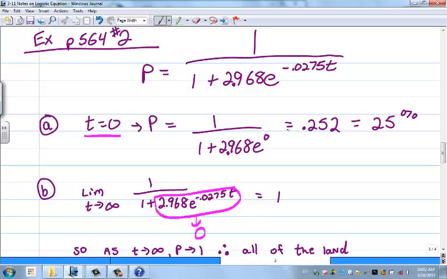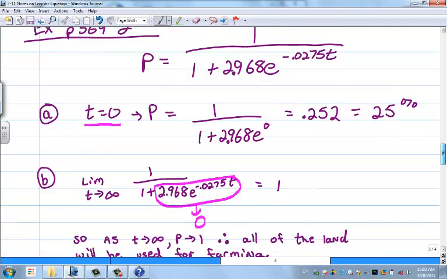it's equal to 0.252, or 25%. So my guess is that at this point 25% of the land is being used. Okay, so they're thinking of the land here as a population and what the carrying capacity of the land is. So at time t equals 0, 25% of the land is used. I hope I'm guessing right about this problem.